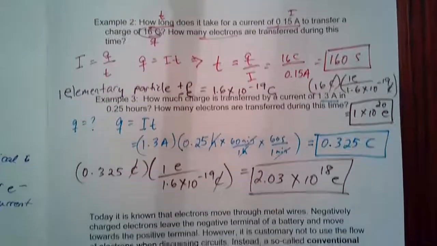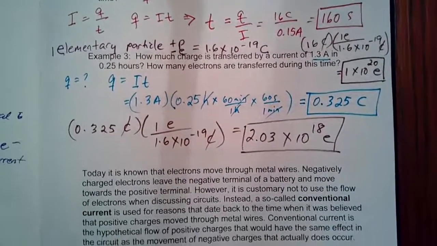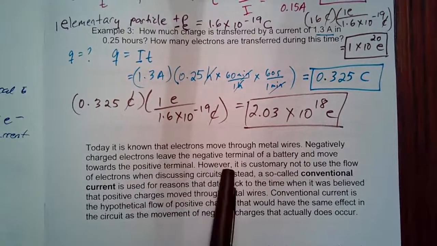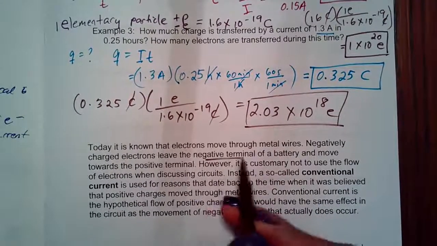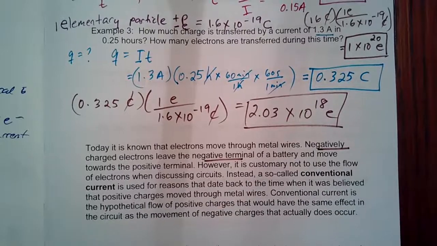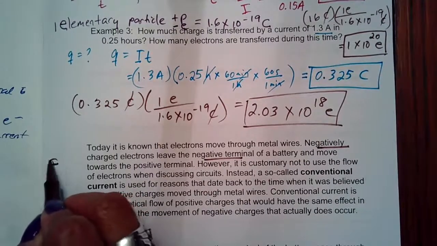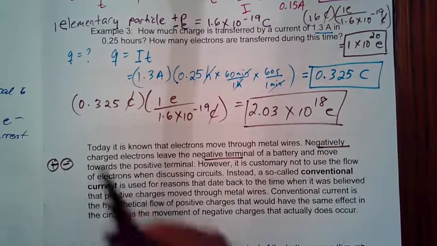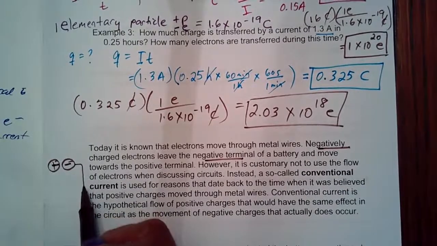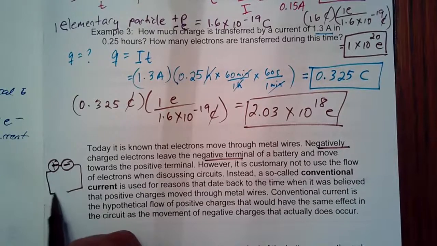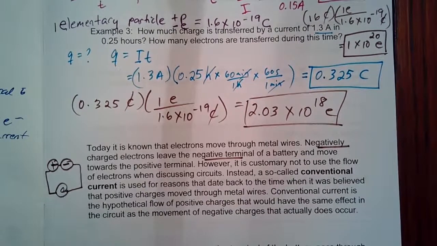So we know now that electrons move through metal wires. We call those conductors. Negatively charged electrons leave the negative terminal of a battery. That makes sense because they are negatively charged. So the pressure would be higher in the negative terminal of the battery. So let's say you have your positive terminal here and you have the negative terminal there. And let's just make that your battery. And let's just put something here. Let's say you have a light bulb there.